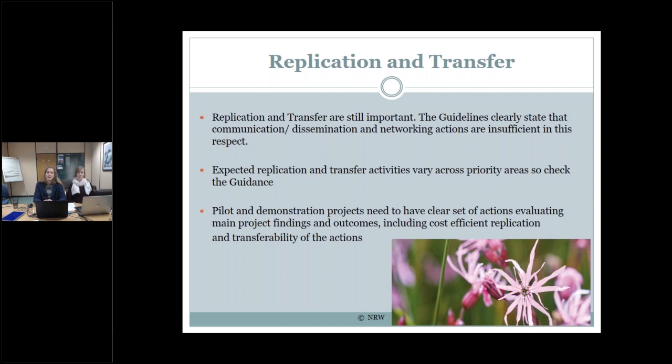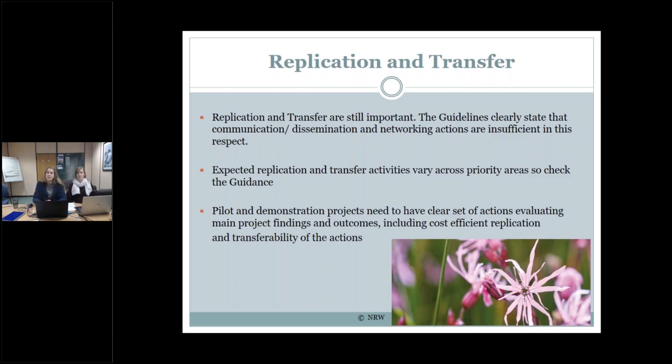If not, I'm going to move on to what else is important for your application, such as replication and transfer potential. As in 2018, the 2019 call refers to replication and transfer potential. Replication and transfer continue to be key components of the LIFE program, so please give this section due consideration. The expected replication and transfer activities vary across the priority areas, so please check the guidance.